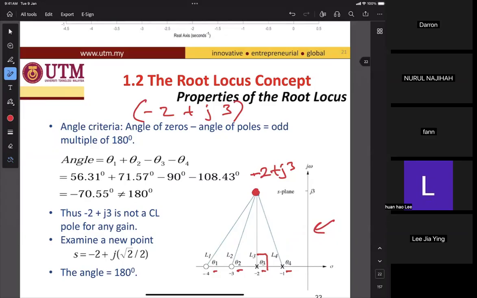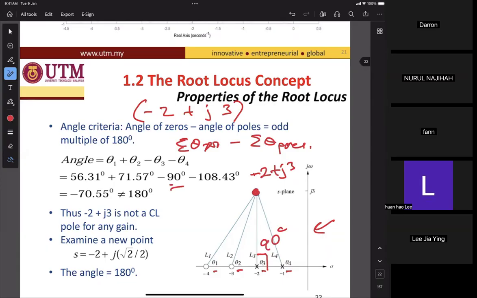90 degrees. But according to the formula, it is the sum of angles of zeros minus the sum of angles of poles. So the pole is downstairs, so this one is 90 degrees.